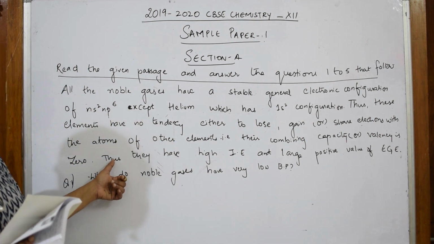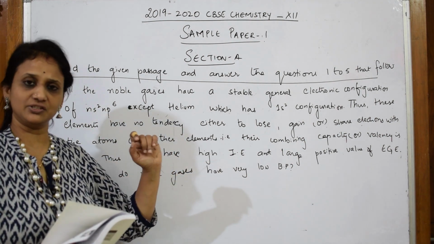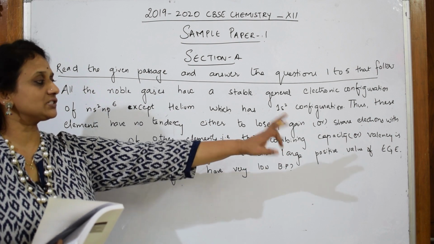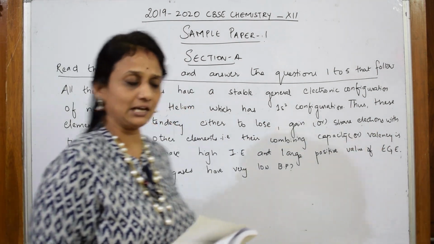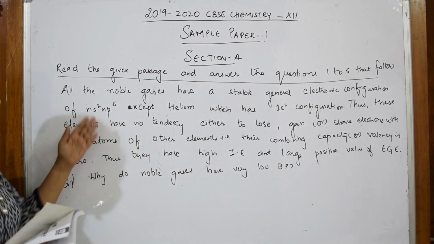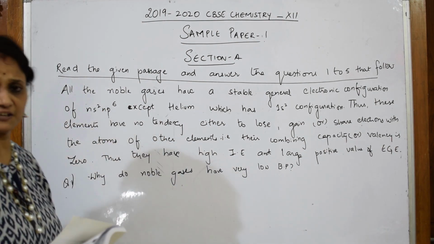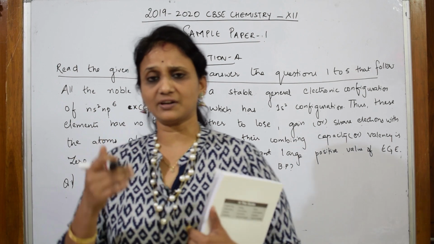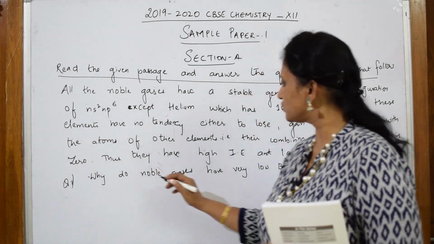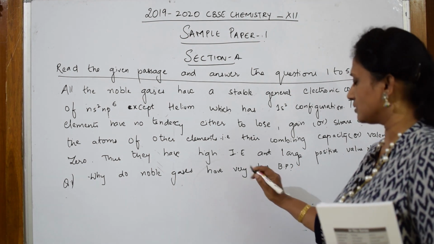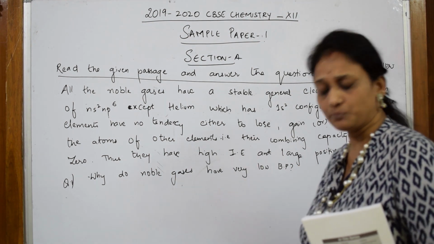Now, thus they have high ionization energy and a large positive value of electron gain enthalpy. That's also okay. Now, based on this paragraph, the clues which they have given us, they have asked us 5 questions. Let's see the first question. Why do noble gases have a very low boiling point?